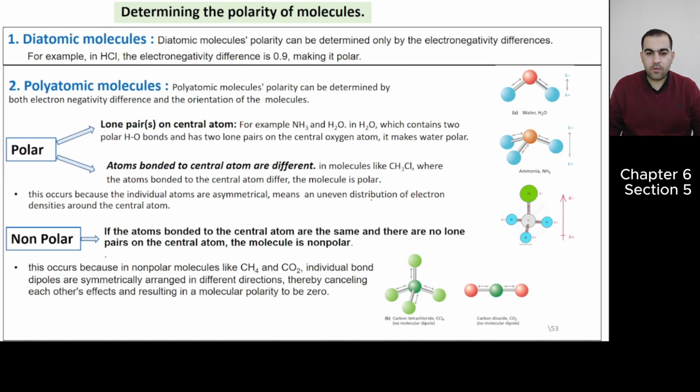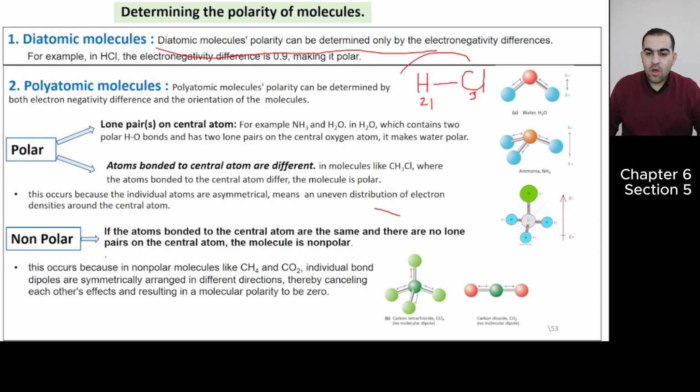For diatomic molecules, polarity can be determined only by the electronegativity difference, just like how we indicate the polarity of the bond. HCl is an example. Hydrogen is 2.1, and we know the bond has a difference of 0.9. This bond is a covalent bond and it's polar.